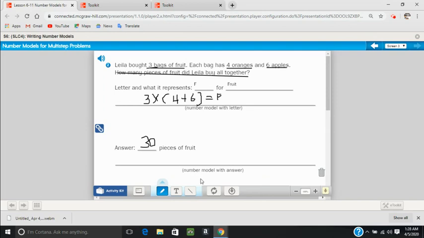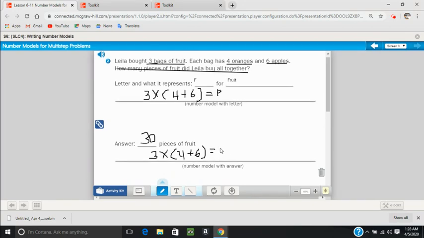My new number model with the answer is 3 times, in parentheses, 4 plus 6, parentheses, equals 30. Great.